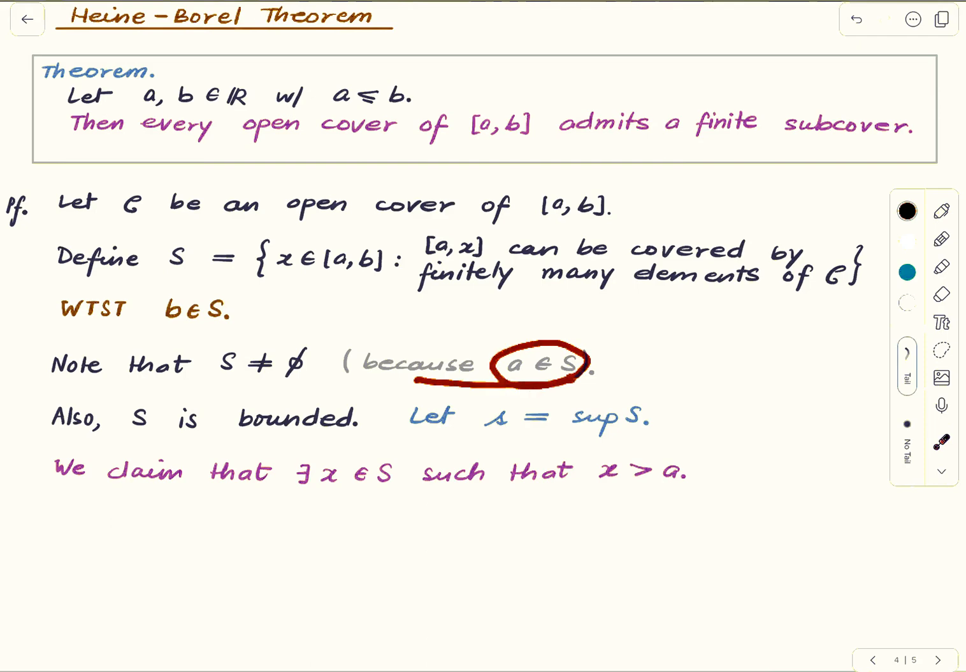We notice that A is clearly in S, but we want to show first that there is something strictly greater than A also in S. So in this closed interval, there is some point, something greater than A, such that this entire closed interval is contained in the union of finitely many elements of fancy C. Okay, again, this is also very simple.